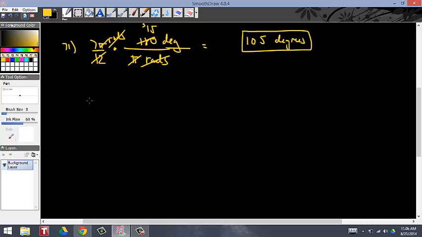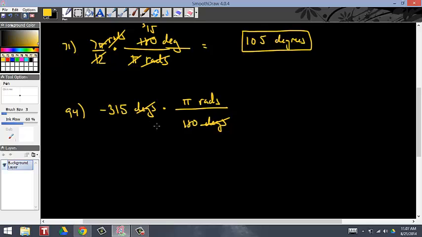And then for Chris, it would just be reversed. If you were to say try number 94, negative 315 degrees, we'd multiply it by pi radians on top over 180 degrees on bottom. The words cancel each other out. 315 into 180. Okay, so that looks like 7 pi over 4 negative radians.